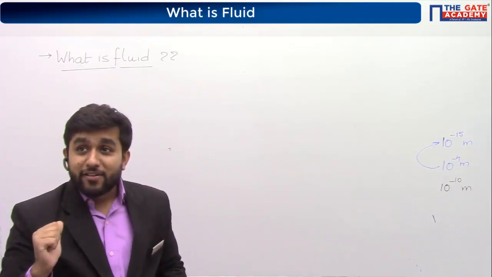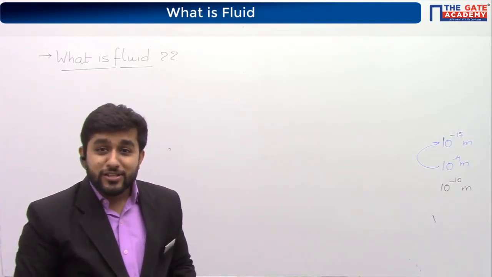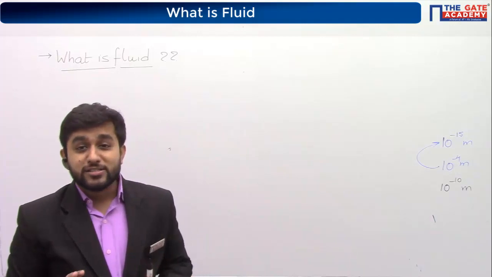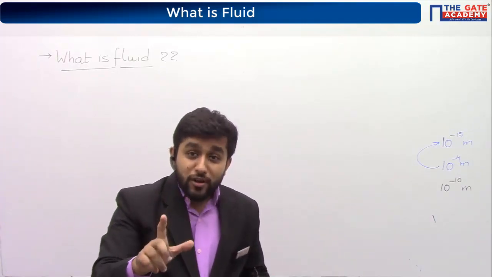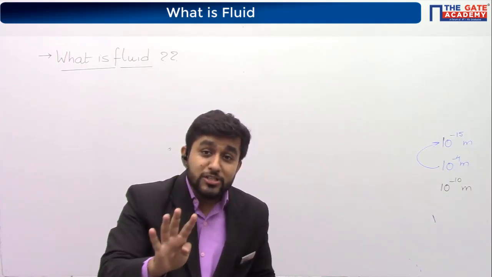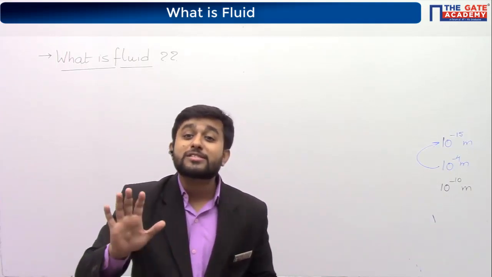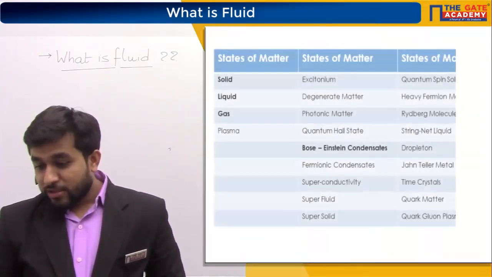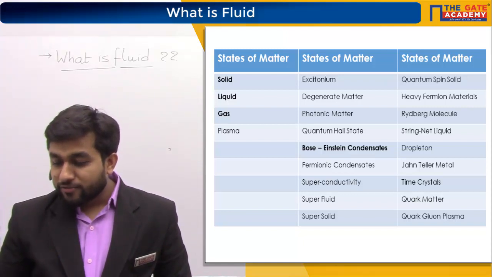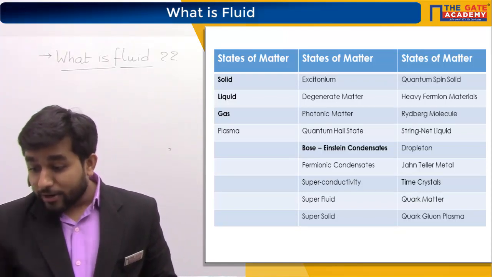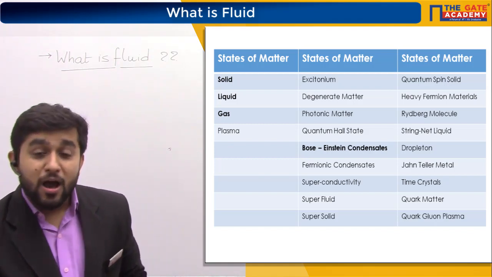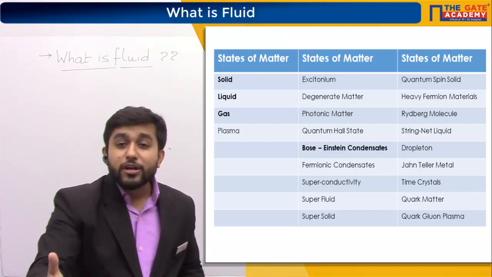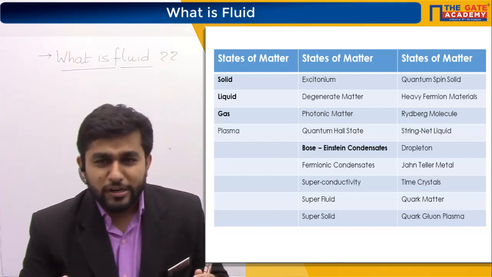So you said 5, so there will be fermionic condensates, I think this is what you want to say. But actually a lot of states of matter are there. In terms of quantum physics nowadays, there are not only 3 states of matter, but actually more than 20 states of matter. Say for example, some of them are here. You can see excitonium, photonic matter, fermionic condensates, quark matter, quark-gluon plasma. So different states of matter are there. But we are going to talk about the left one only, that is solid, liquid and gas. We are basic engineers, we will talk about solid, liquid and gas only.